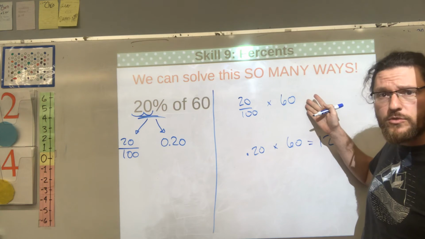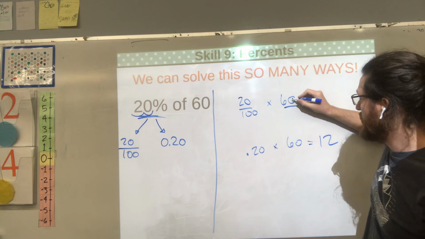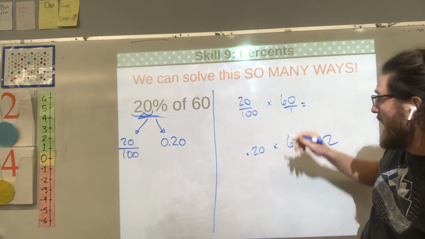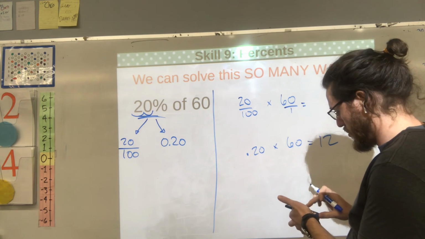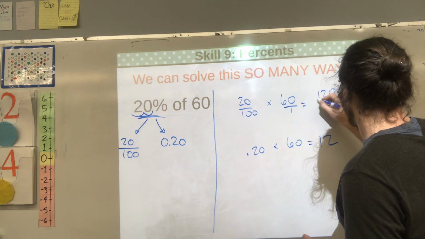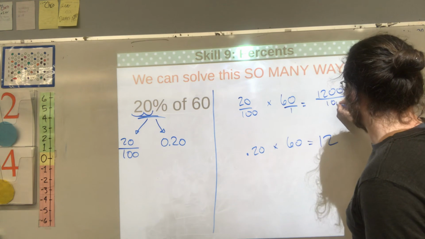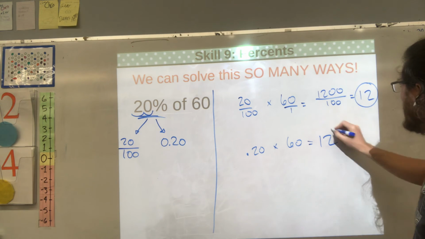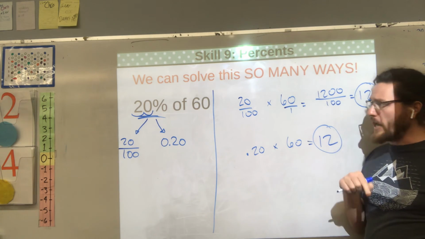We talked about in skill 2 how we can multiply a fraction times a whole number. We just need to make our whole number into a fraction too. 60 divided by 1 is still 60. I haven't changed anything, okay? So if I want to do the fractions, that's totally fine too. 20 times 60 is 1,200. Deal with my denominator. 100 times 1 is 100. Okay, and same thing here when I divide these, I also get 12. Okay, and this is the correct answer, but let's go back and double check.